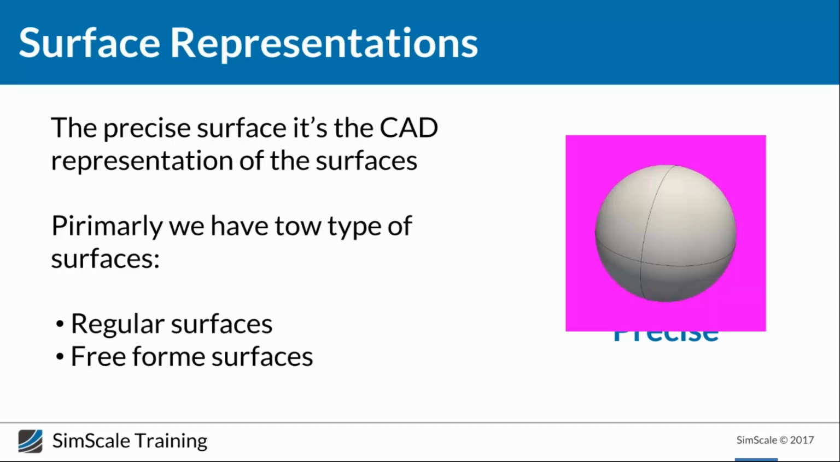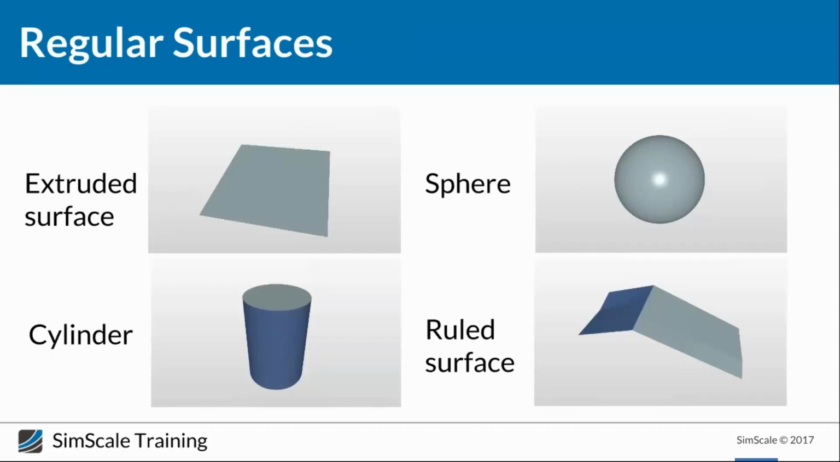So primarily we have two types of surfaces: regular surfaces and also freeform surfaces. As I mentioned, for this precise surface we have two types. First of all, we have the regular surface, and here we have some examples of regular surfaces that we usually can find in our geometries. We will see that later in one complex geometry, how these surfaces can be used to represent some models in the geometry. Here we have extruded surface or sphere or also cylinder or ruled surface. These surfaces are considered as regular surfaces.